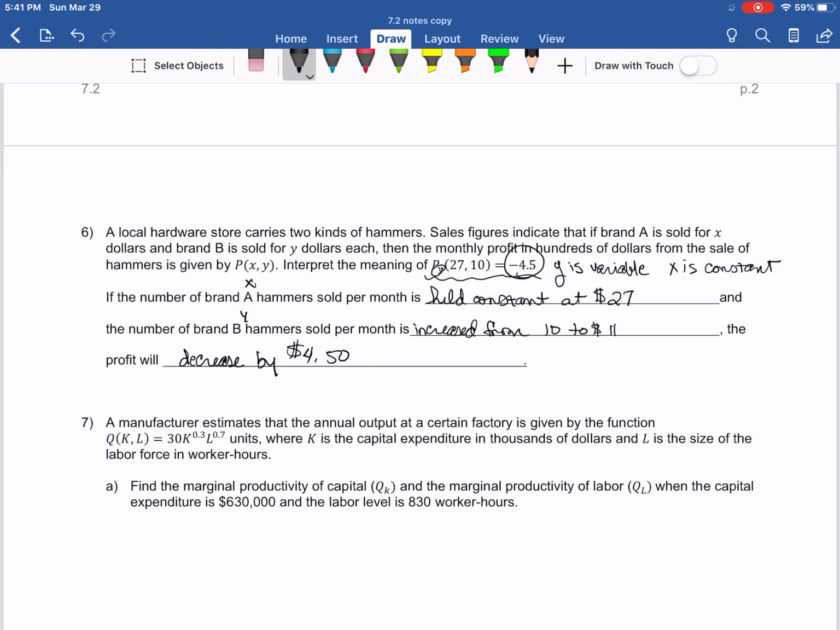Now, one thing that I needed to check that I did not, let's go ahead and write here, your units on profit. Let me highlight it so you can see it. Your units, monthly profit is in hundreds of dollars. So we have to say decrease by this many $100. Not $4.50, but that many $100, which is $450. Just by moving that decimal point over 2 places, you convert from $4,500 into 450 straight dollars.